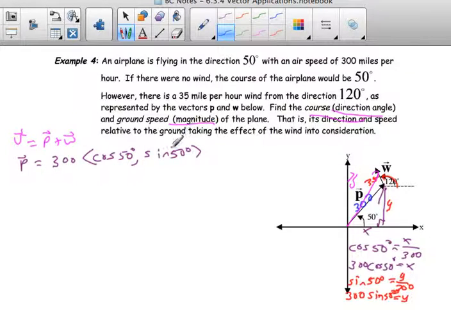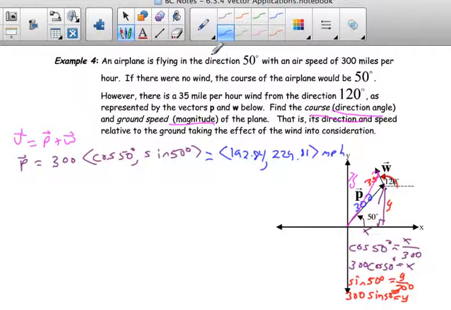So if we were to enter this into our calculators, we'd find that the vector P is equal to 192.84 miles per hour in the x direction and 229.81 miles per hour in the y direction.